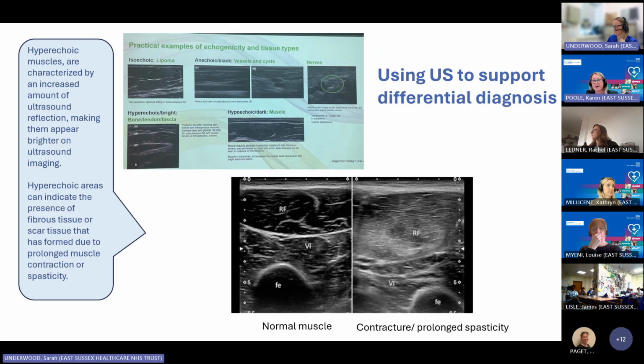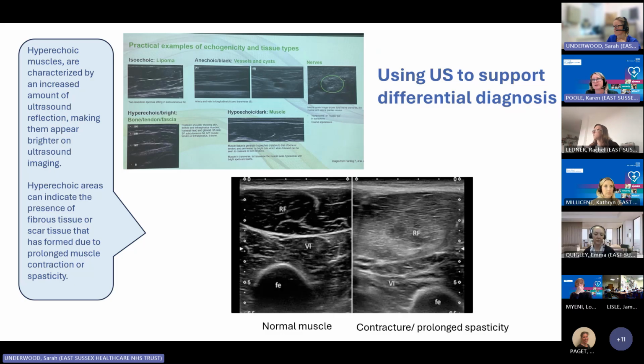So this can really help us to also understand the presence of long-standing spasticity or contracture, because in contracture we know that there's a stiffness to the muscle and it might be due to those intramuscular infiltrations of fibrous tissue or the buildup of scar tissue that has formed due to that prolonged muscle contraction or spasticity. So contractures can be seen as hyperechoic and they've got an increased amount of ultrasound reflection. So they appear a bit brighter.